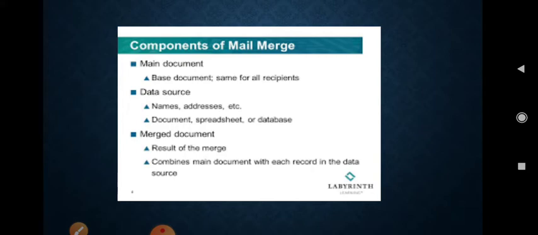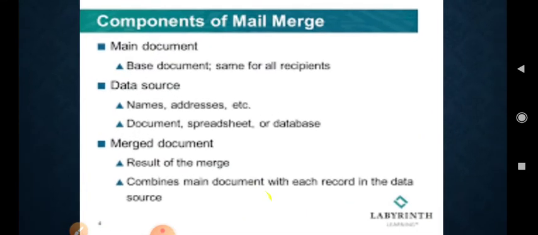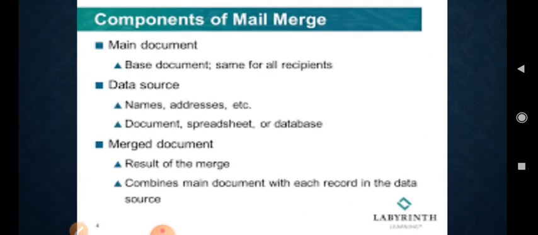Now, components of mail merge. See here, what are the components? Now, what is the meaning of components? When you will start doing this stepwise, you can see three components. So, which are the main document, base document, same for all recipients. Then, second one is a data source.